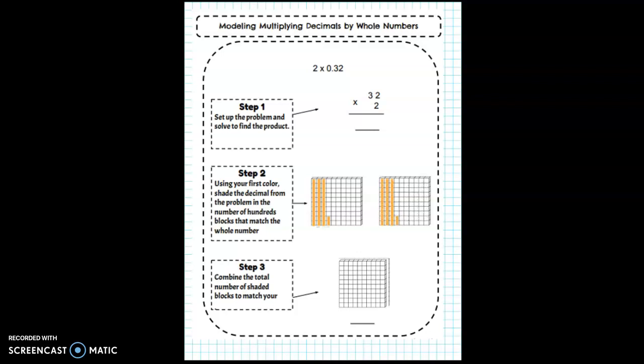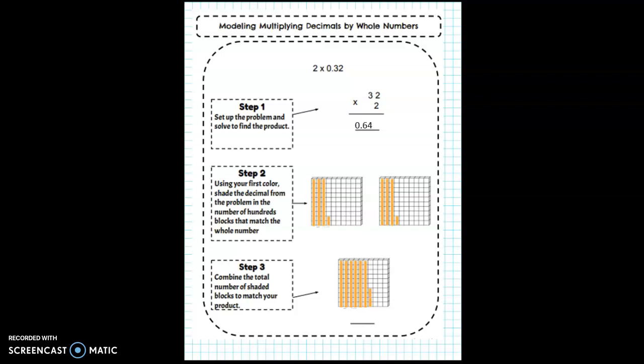Step 3, combine the total number of shaded blocks to match your product. So we need to color in the 32 from the first block and the 32 from the second block. This will give us a total of 64 blocks. Next, we write our answer. Because it's 64 out of 100, that tells us that it's 64 hundredths.